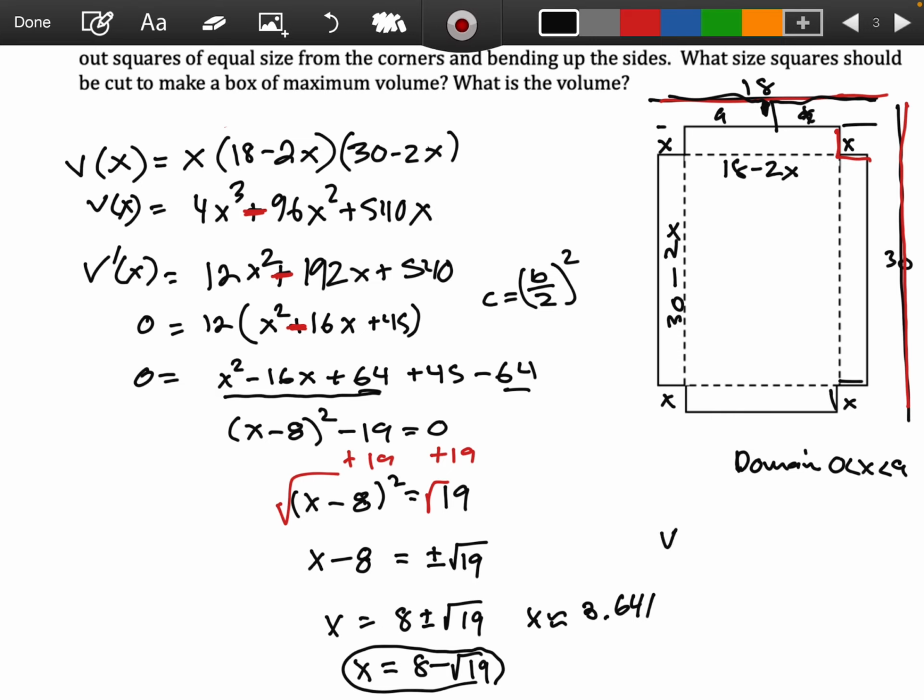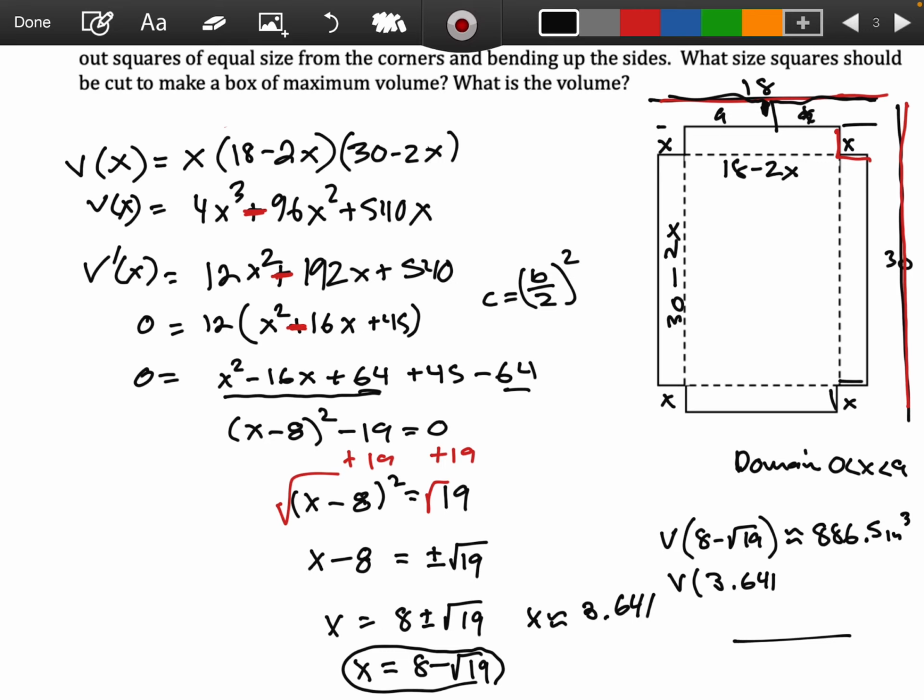And if you plug that number in, if you want to be more precise, you could do it this way, or 3.641. And that's going to give us an approximate volume of 886.5 cubic inches, right? And this would be by maximizing, by cutting squares that are 8 minus the square root of 19 inches, or about 3.64 inches, okay?